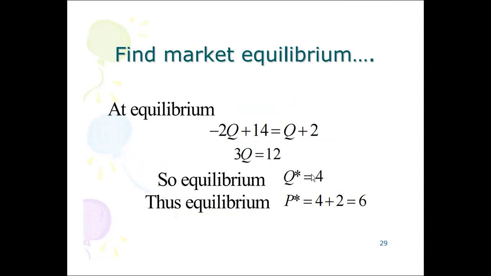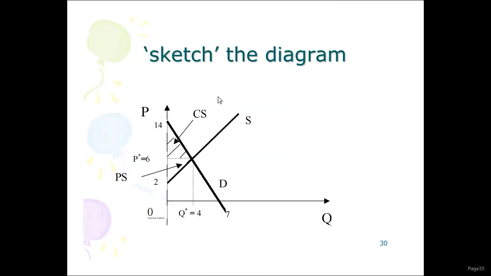At the equilibrium point, putting Q equals 4 in either the demand or supply function, we get the price. Price equals what? 6. Putting the value of Q in the demand function, we get 6. So quantity is 4 units and price is 6 units. Now you can sketch the graph. This is the quantity and this is the price. So P equals 6 and Q equals 4.